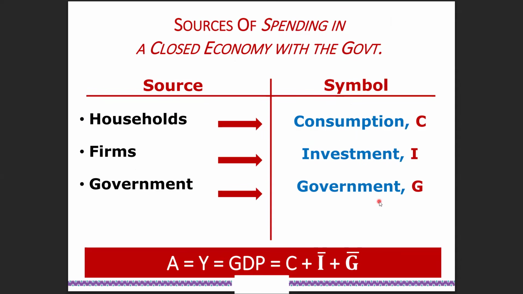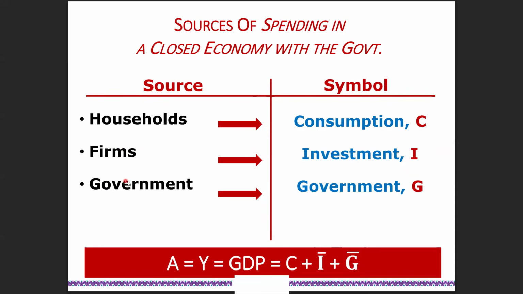Sources of spending in a closed economy with the government. So remember, we are looking now at a closed economy or a three-sector model, right? Three-sector model, where now we have the government as well. So the sources are the households, the firms, and the government. And the symbols: for households, we have C for consumption expenditure by households. For firms, we have I for investment spending by firms. And then we know that this I has its I bar here to show that it is autonomous investment. Because remember we said in chapter 17 that investment is autonomous. It is independent of income.